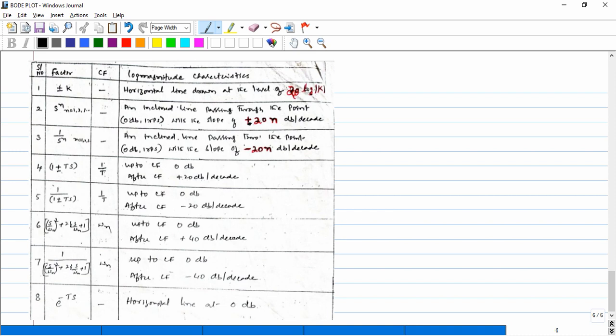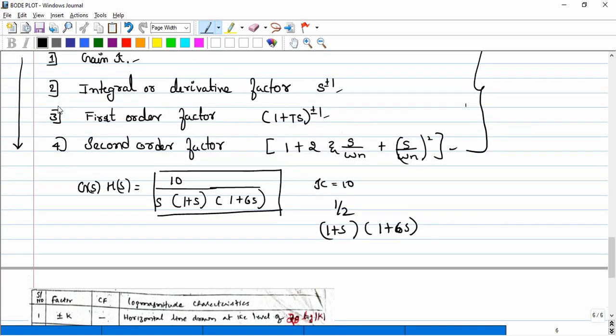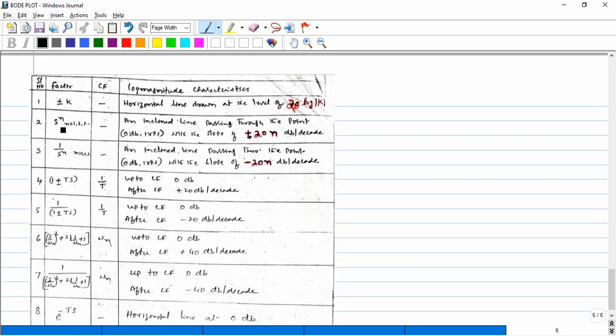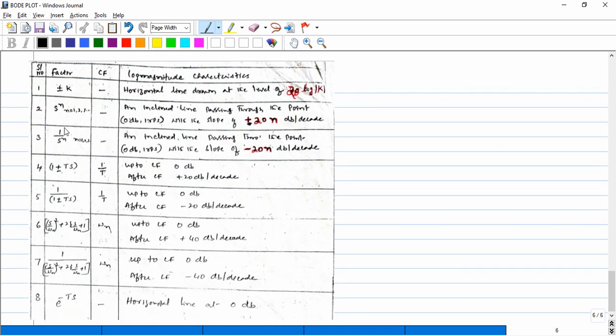Next, the second factor is the integral or derivative factor. It could be s raised to n or 1 by s raised to n. If this is the case, an inclined line passing through the point 0 dB, 1 rps.